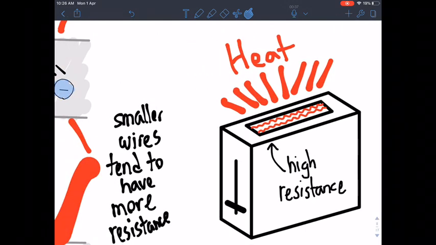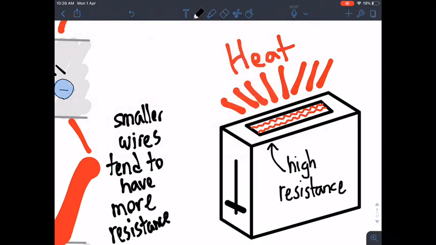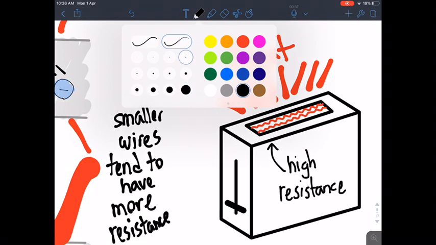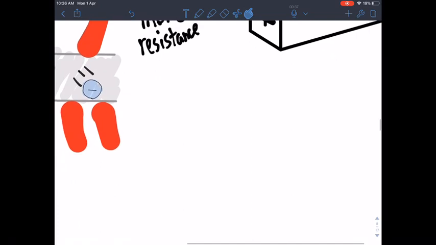If you think about a toaster, what's happening is we're running electricity through these tiny little wires that have very high resistance. And so that is releasing heat. This is why toasters are actually super inefficient. They use a ton of electricity because they have to use up a lot of electricity in order to make all that heat.